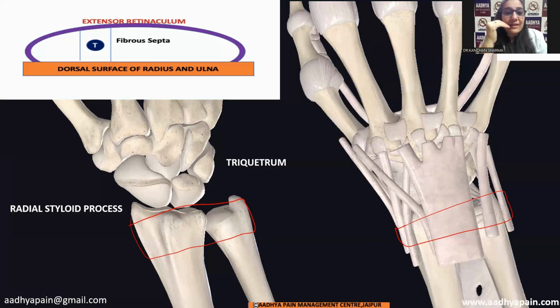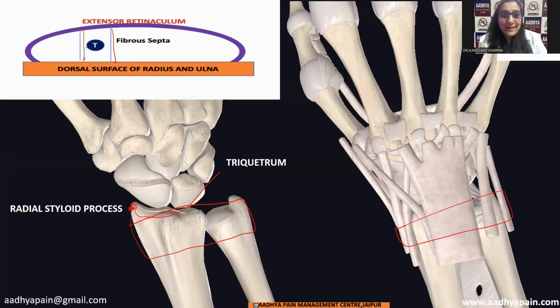So what has been created inside our body is an extensor retinaculum. This extensor retinaculum is basically a 2 centimeter wide retinaculum, which extends from the radial styloid process up to your triquetrum and the pisiform bone, in an oblique manner. This retinaculum sends septae, and these septae go up to the dorsal aspect of the radius and the ulna, and they convert this whole thing into separate compartments.